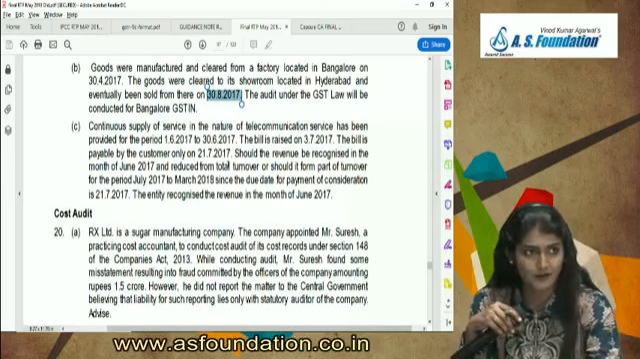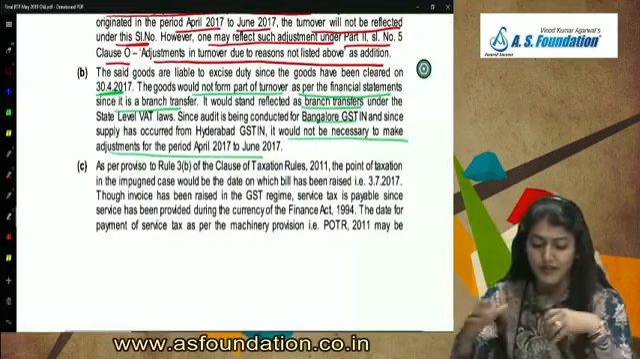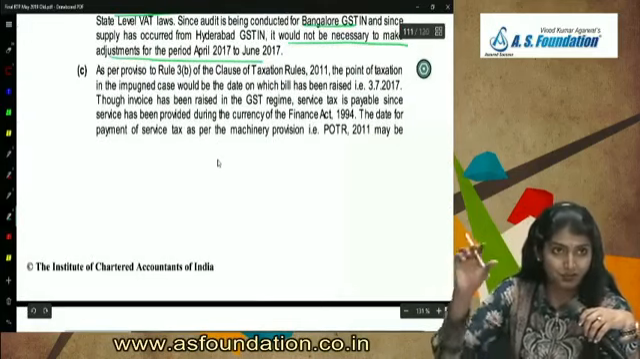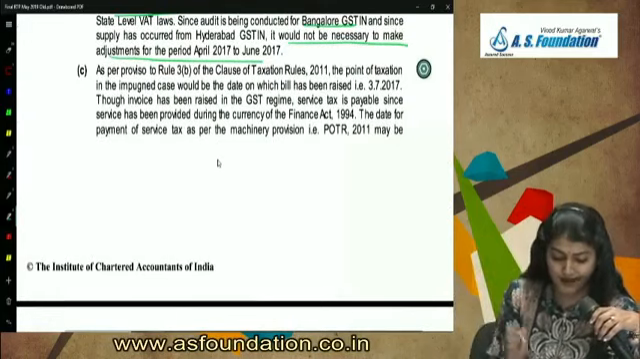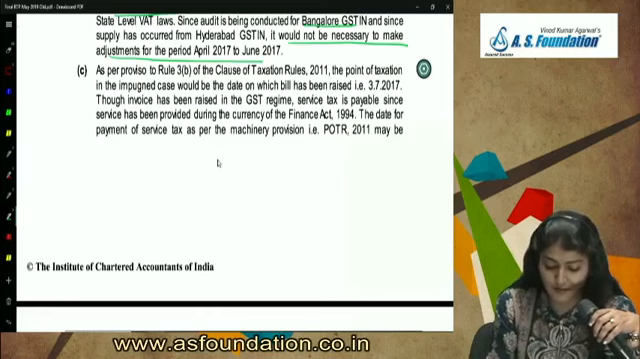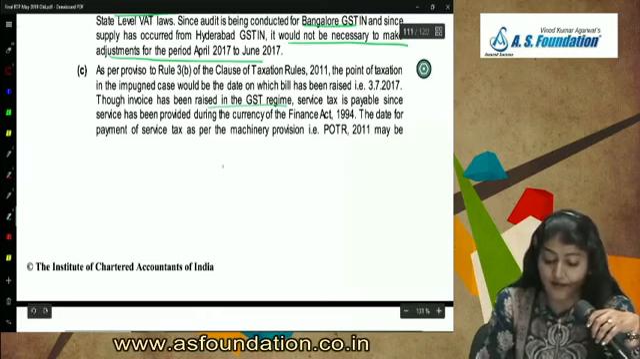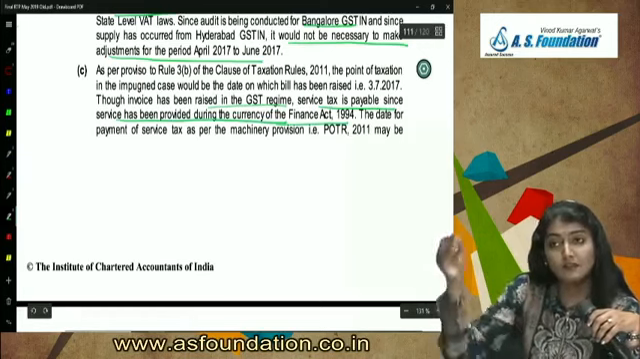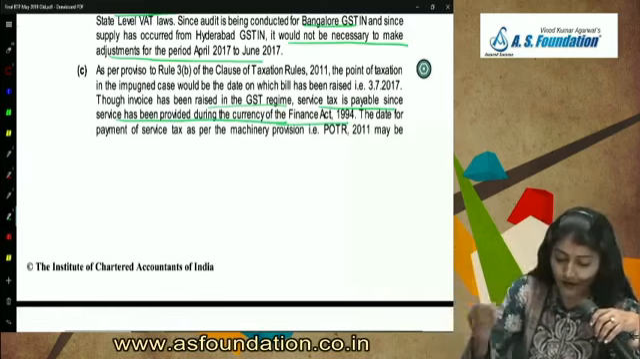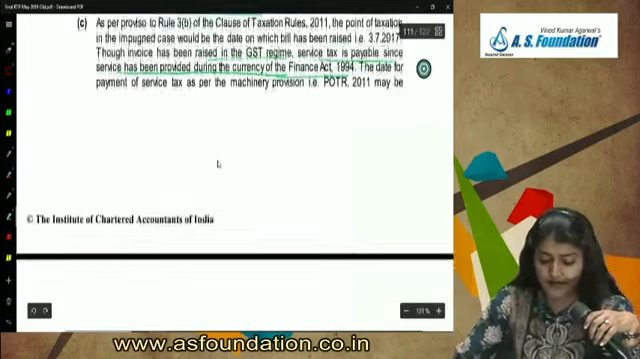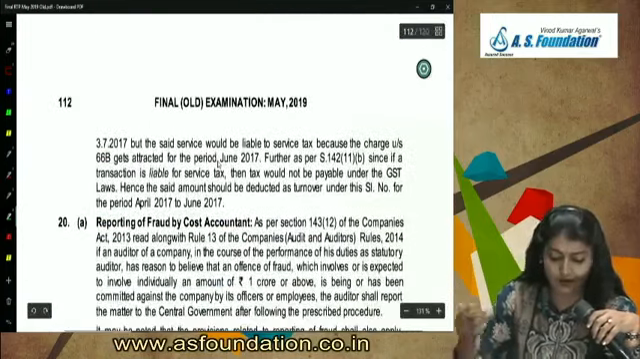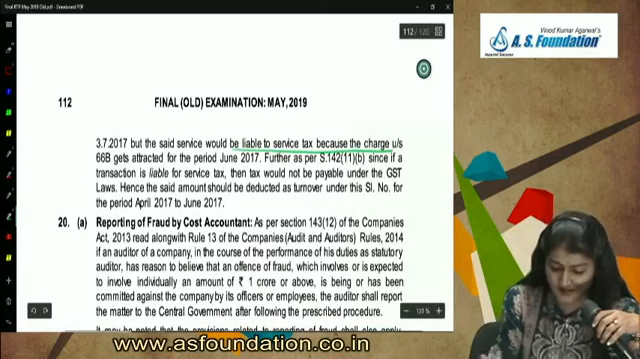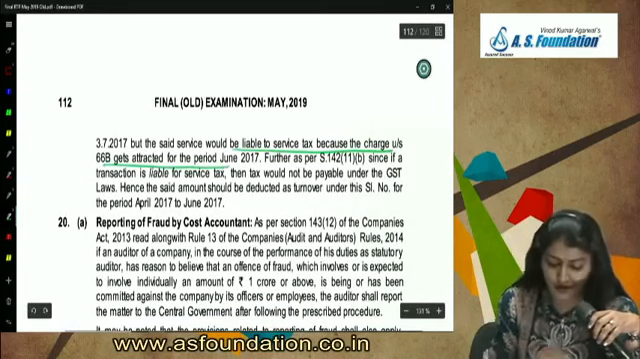Right, as revenue has been recognized in the month of June, at that time it will be liable to service tax. What does it say? Though invoice has been raised in the GST regime, service tax is payable since service has been provided during the currency of the Finance Act. The date for payment of service tax as per the machinery provision may be 3rd of July, but the said service would be liable to service tax because the charge under section 66B gets attracted.